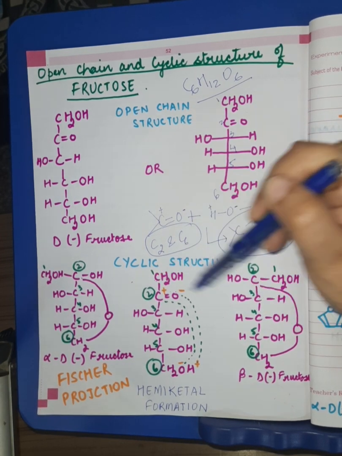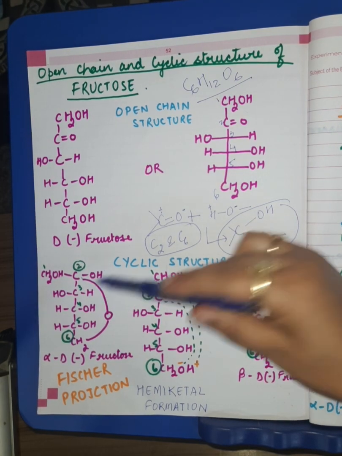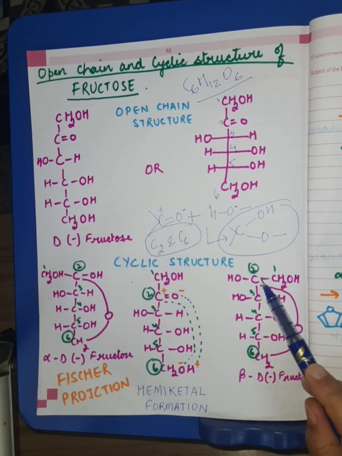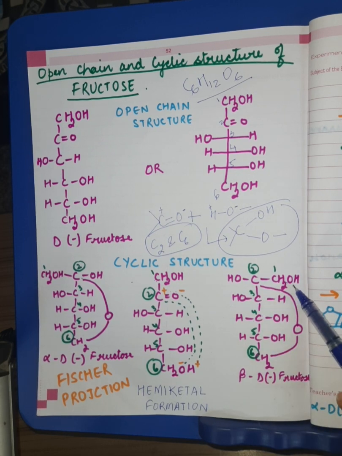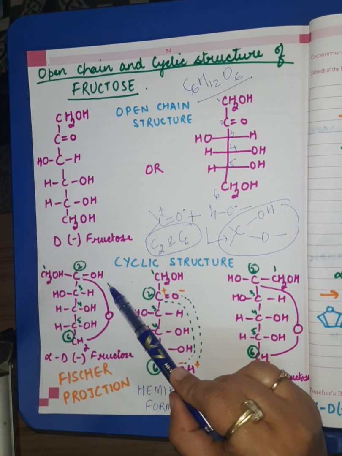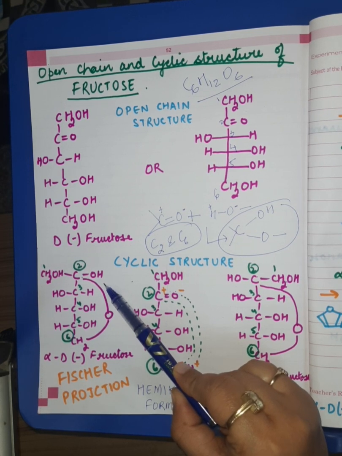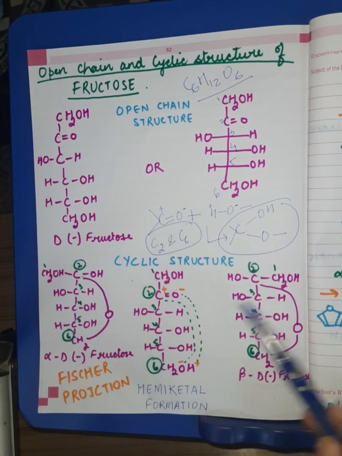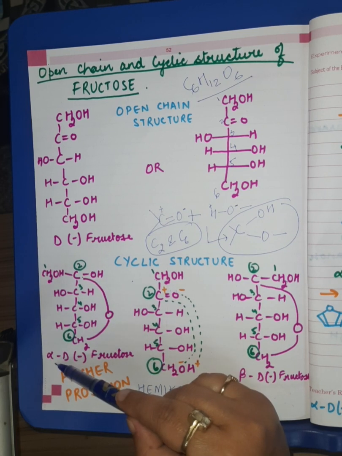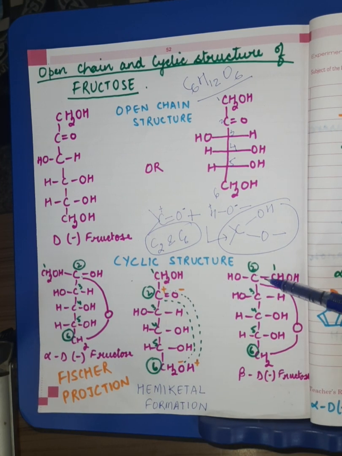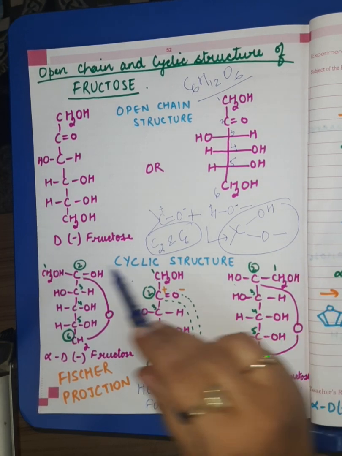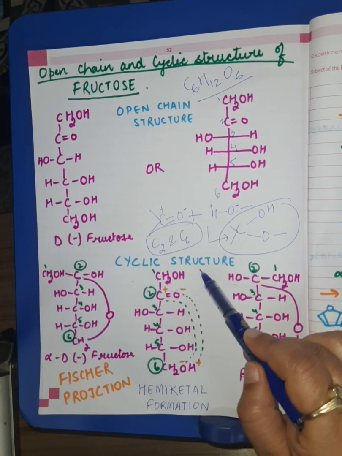Now, we can represent the cyclic structure in this way also. What is the difference between this and this structure? Only one thing: CH2OH here is on the left hand side and OH on the right hand side, and in this structure, OH comes on the left hand side and CH2OH comes on the right hand side. Everything else is just like this structure. If you remember, in glucose we talked about the anomeric carbon, which is the carbon that differs in configuration. In fructose, the second carbon is the anomeric carbon. In this structure, the anomeric carbon has OH on the right hand side, so this becomes alpha D minus fructose. In this structure, the anomeric carbon has OH on the left hand side, so this becomes beta D minus fructose. So this is about the Fischer projection of the cyclic structure of fructose.